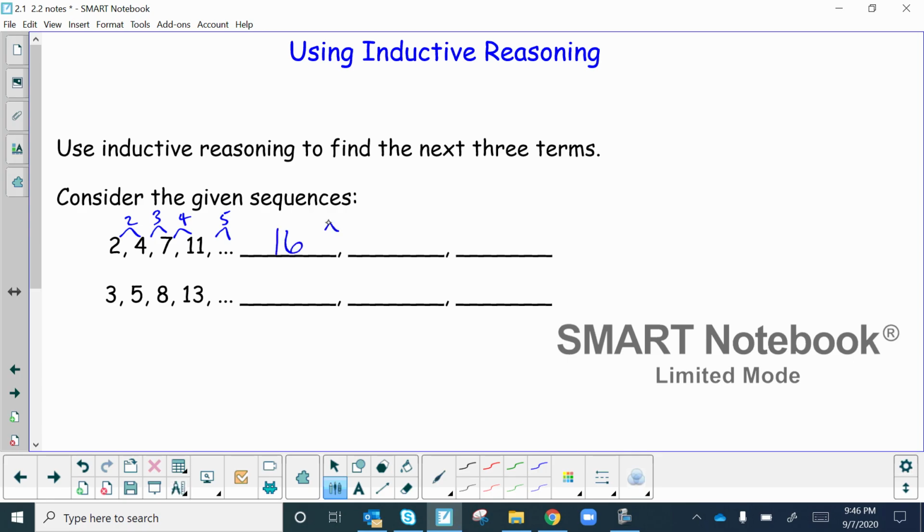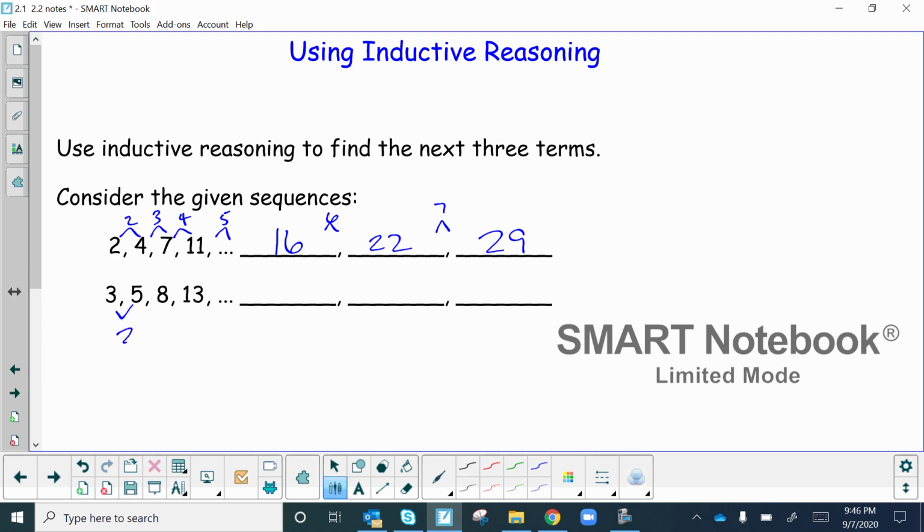And then it's going to go up 6. So then the next one will be 22. And then now it's going to go up 7. And that'll be 29. So I have to see what the pattern is. On this next one, let's go off and think of the first thing like we did earlier. Let's look at the differences.